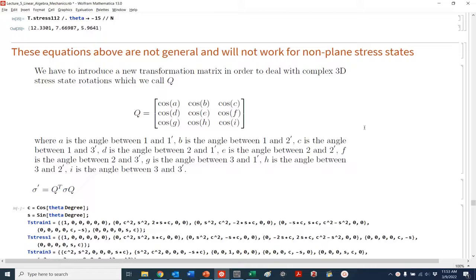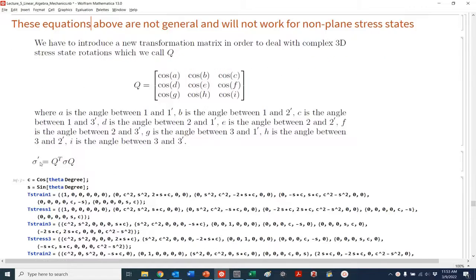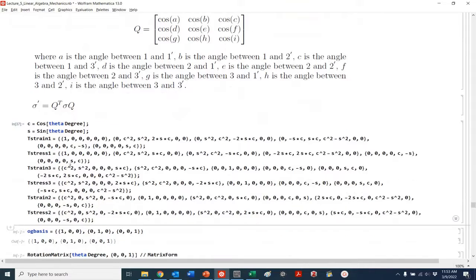So we have coordinate system or axes 1, 2, and 3. A is going to be the angle between 1 and 1 prime, B between 1 and 2 prime, C between 1 and 3 prime, etc. So we can calculate this Q transformation matrix, and we can find our new stress state using this transformation matrix here. So this is a valuable and very general equation that we could use. Note we have to do the transpose, dot with our original stress matrix, and then get over here. So that's the key thing.